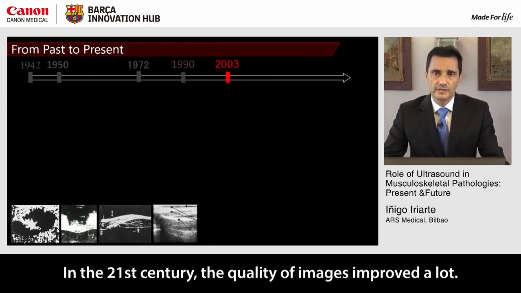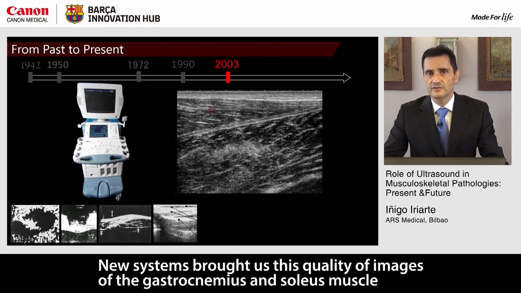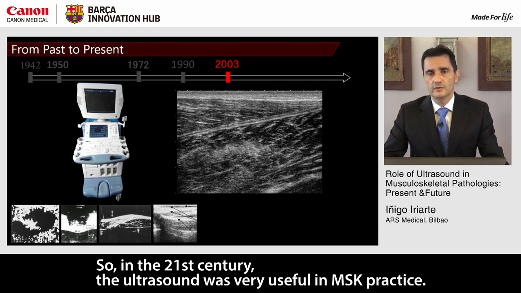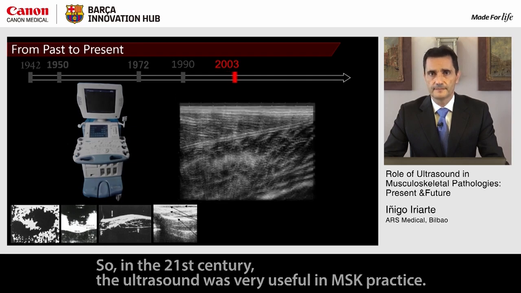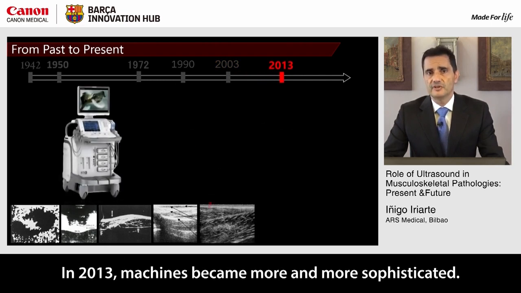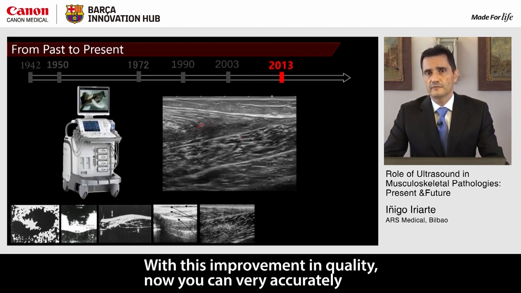In the 21st century, the quality of the images improved a lot. New systems bring us this quality of images of the gastrocnemius and soleus muscle with this small scar tissue on the soleus. So in the 21st century, ultrasound became very useful in MSK practice. In 2010, machines became more and more sophisticated with this improvement in quality.